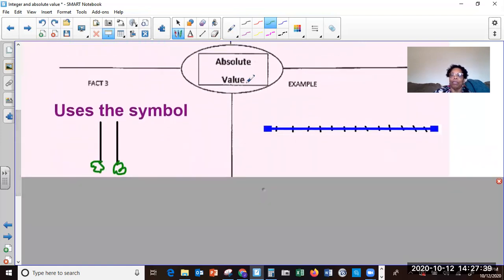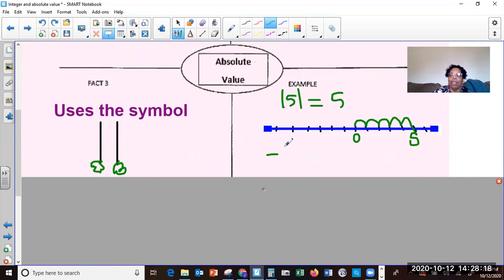So let's use examples. What's the absolute value of 5? Well, I'm going to put 0 on the number line. The absolute value of 5 is the distance from 0 to 5. Let's see. 1, 2, 3, 4, 5. So this is where 5 is. And the distance from 0 to 5 is 5.